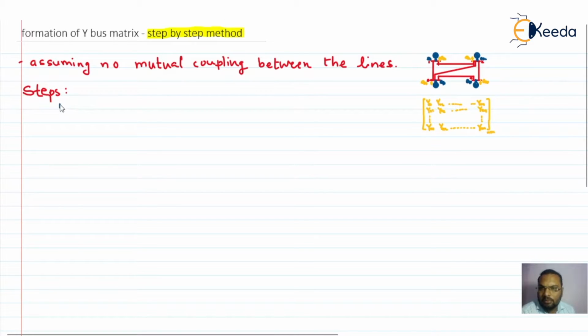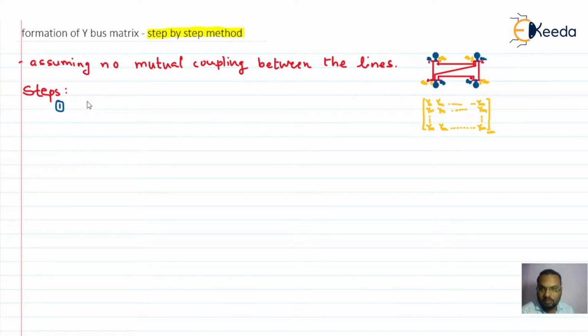The very first step: whatever power system we are considering, its Y-bus will not change. The approach of finding the Y-bus may change, but the Y-bus will not change. Whether you go with the direct inspection method, the step-by-step method, or the singular transformation method, the Y-bus matrix will not change. As it is not going to change, its order will also not change. So what we have to do initially is set all the elements of the Y-bus as 0.